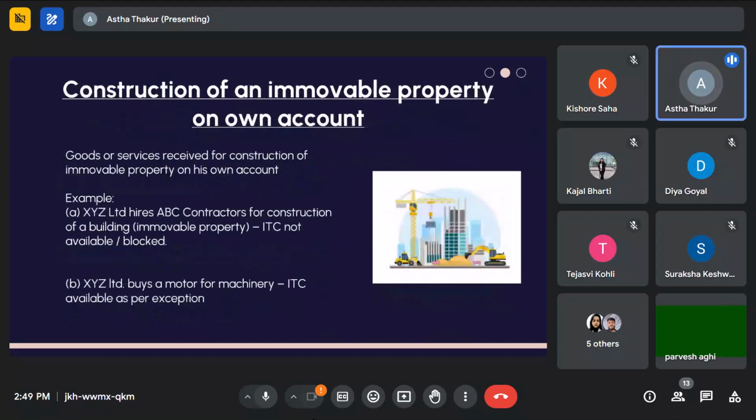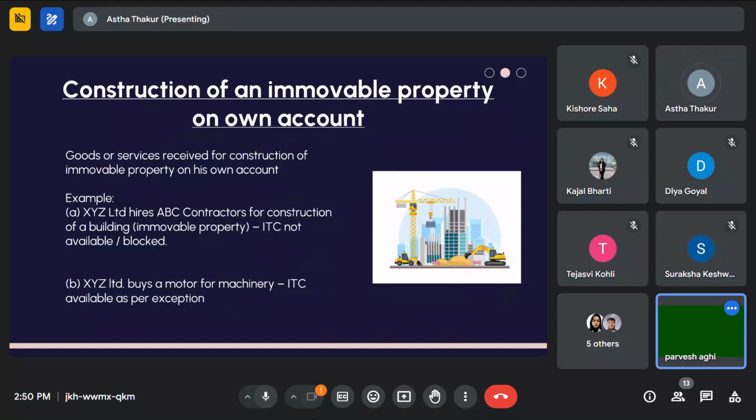And the last type of example is construction of immovable property on our own account. So let's say XYZ Limited hires some contractors for construction of a building. Then ITC is not available. But let's say XYZ is buying a motor for machinery. Then for that particular machinery, the ITC is available.